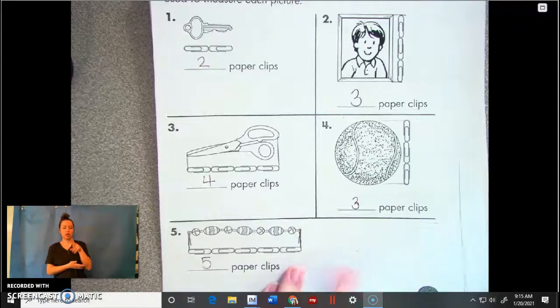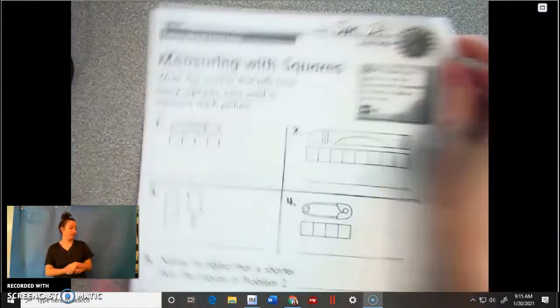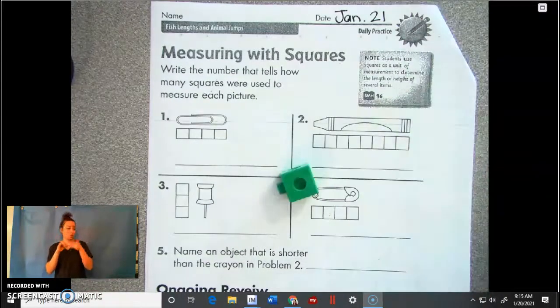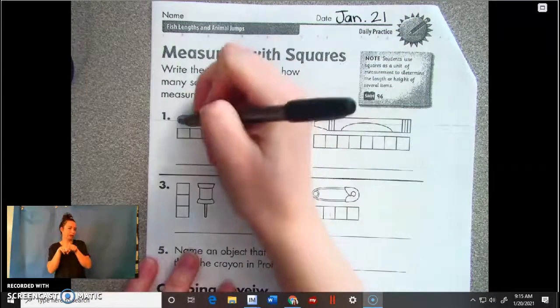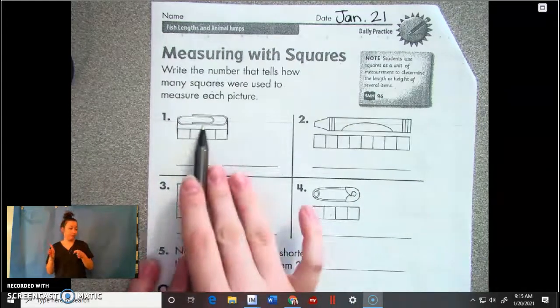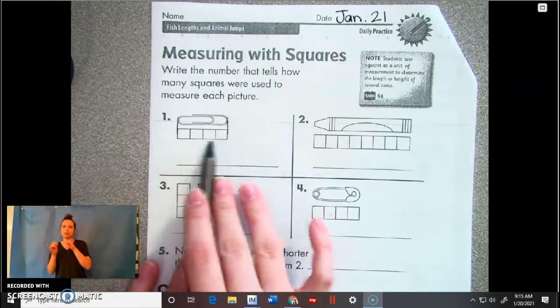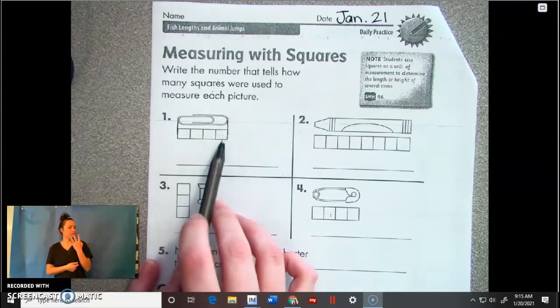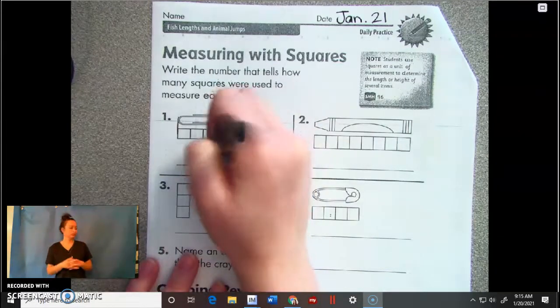When you're done, leave it in your green folder and flip to the next page. This time we're going to measure with squares. They look kind of like our blocks, but they're stuck together in towers. So we still have to make sure for each of these that the ends are lined up. This time they measured a paper clip using squares. So let's count how many. 1, 2, 3, 4. Write your number on the line.